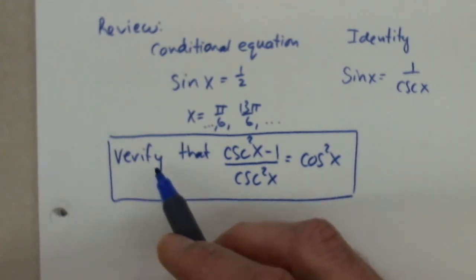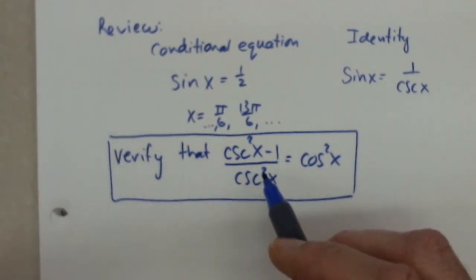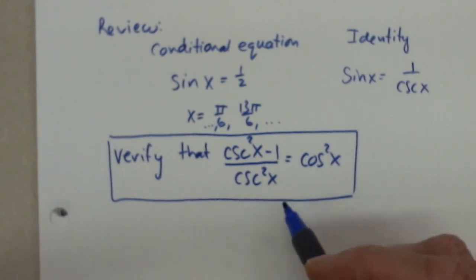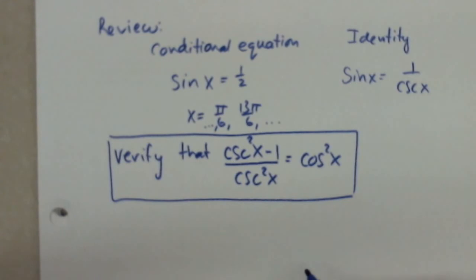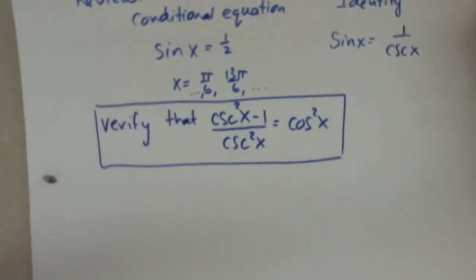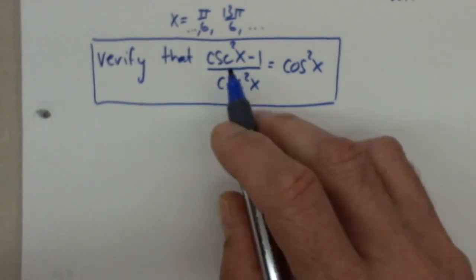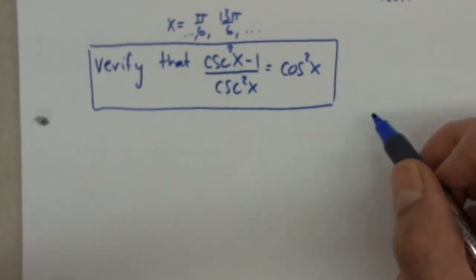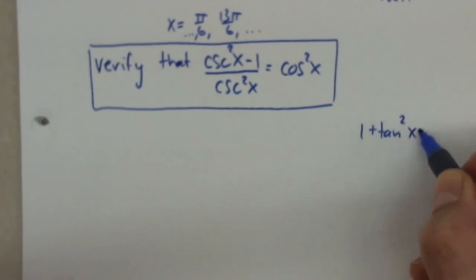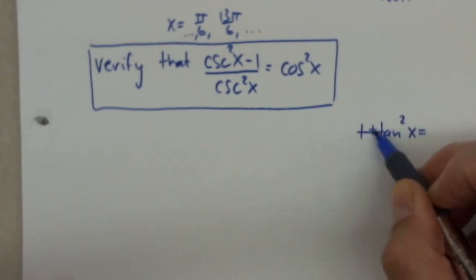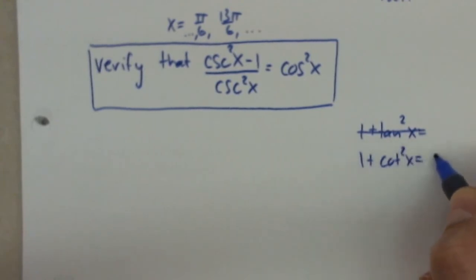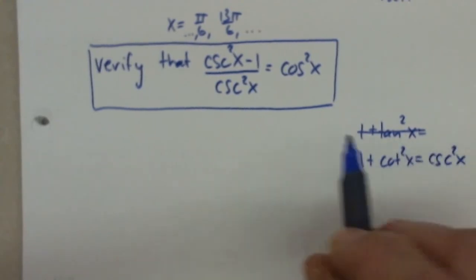Whenever you see verify, make sure you only change one side. We can't multiply both sides by the denominator or anything like that. Okay, so let's still use our short list of identities. If we see a cosecant squared, let's keep in mind that we might want to use 1 plus cotangent squared is cosecant squared.